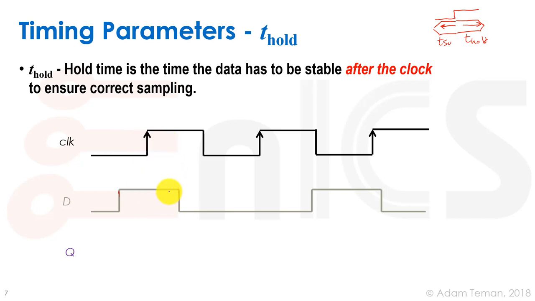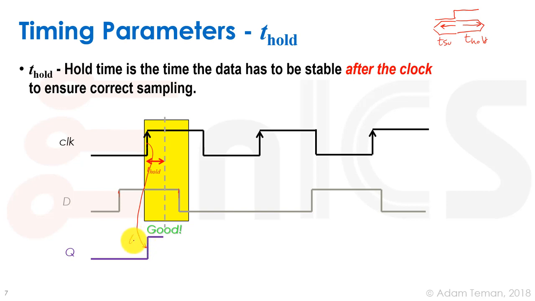So we focus on the area following our clock edge, and we put in our T hold constraint, and we see that the change was after T hold. So it was stable for at least this amount of time, and therefore our TCQ will work correctly. Again, this is TCQ, the propagation from the clock edge to the Q output. But since the data changed at least T hold after that, then everything is fine.